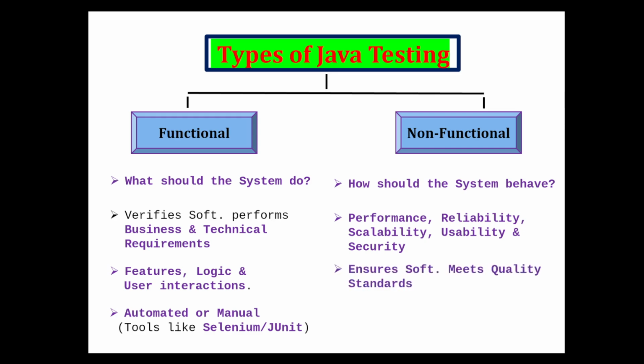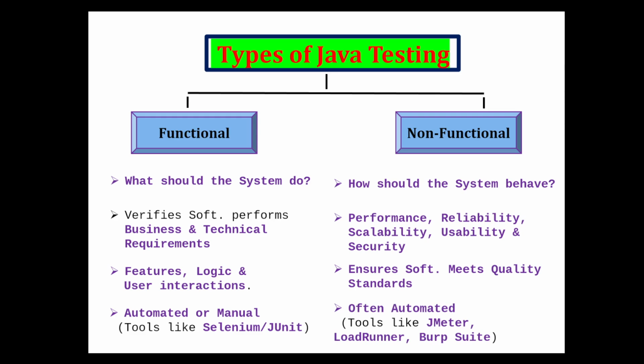Next, it ensures that our software meets the quality standards. It goes beyond just functionality and ensures that quality is maintained. It is often automated, and we can use tools like JMeter, LoadRunner, WebLOAD. So these are some points of non-functional testing.